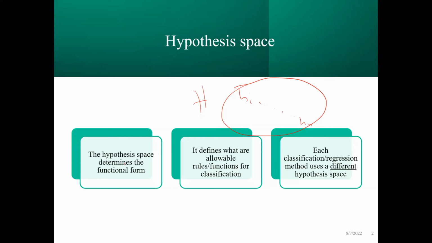So the hypothesis space determines the functional form. It defines what are the allowable rules and functions for classification or regression. And so, like I said, each classification or regression algorithm uses a different hypothesis space, as the case may be.